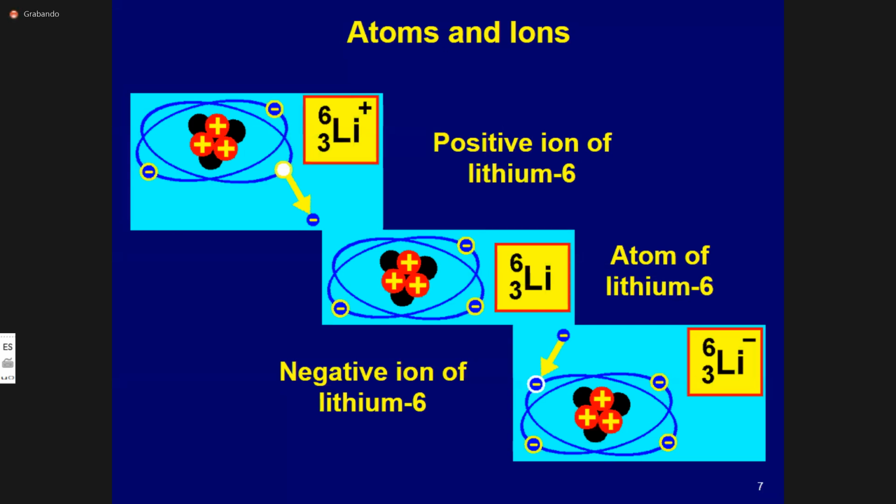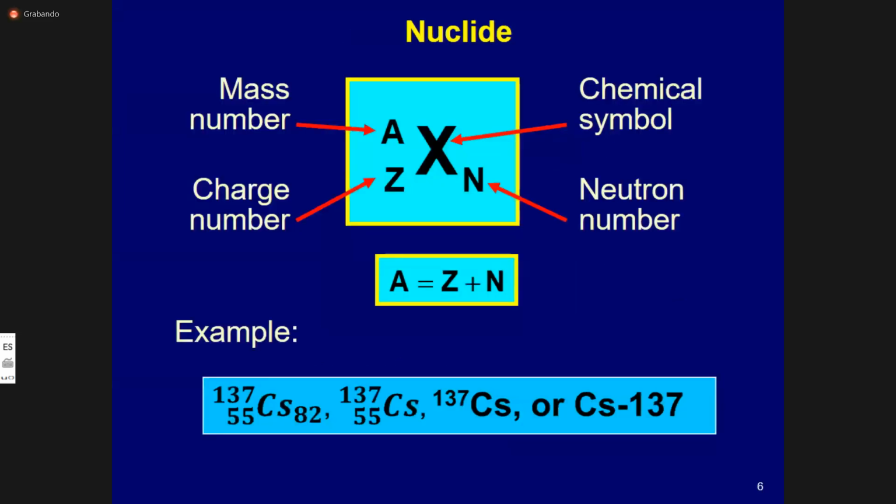The current notation for nuclides is X with A, Z, and N, where X is a symbol for the element. For example, an atom containing 55 protons, 82 neutrons, and therefore 137 total nucleons, and 55 orbital electrons is the element cesium, and is designated as cesium.